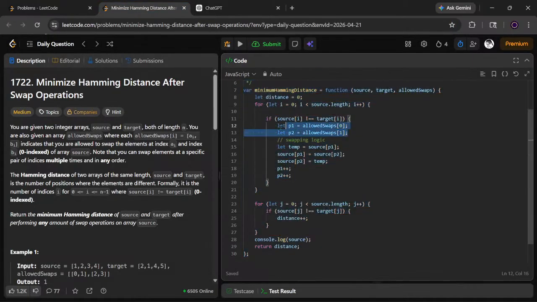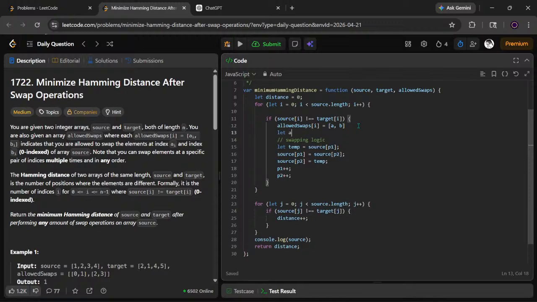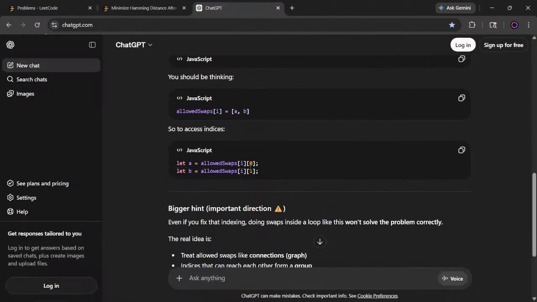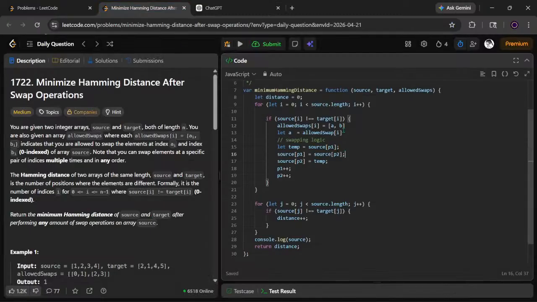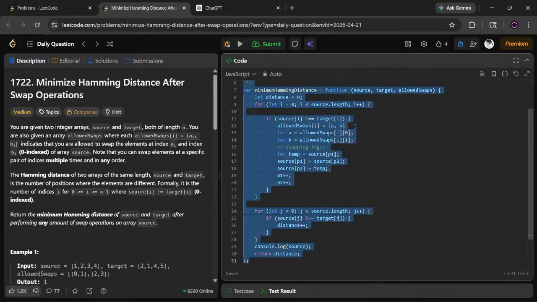Let me try once. Now we have destructured this. Now we have let a equal to allowed swap of i. Then what about the other values, bro? Okay, this thing will go for everything, I guess. This is how we need to swap. Oh, bro, this logic did not even come to my brain.